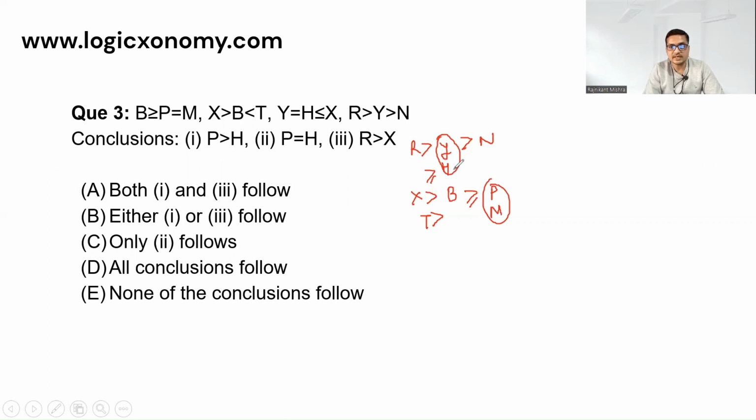We cannot establish any relation between P and H because both are in different streams. So this is cancelled out. P is equal to H. Again, we cannot establish any relation. R is greater than X. R and X both are in different streams. So we cannot establish any relation. So this one is also cancelled out. Means none of the conclusions follow. Option A is correct.